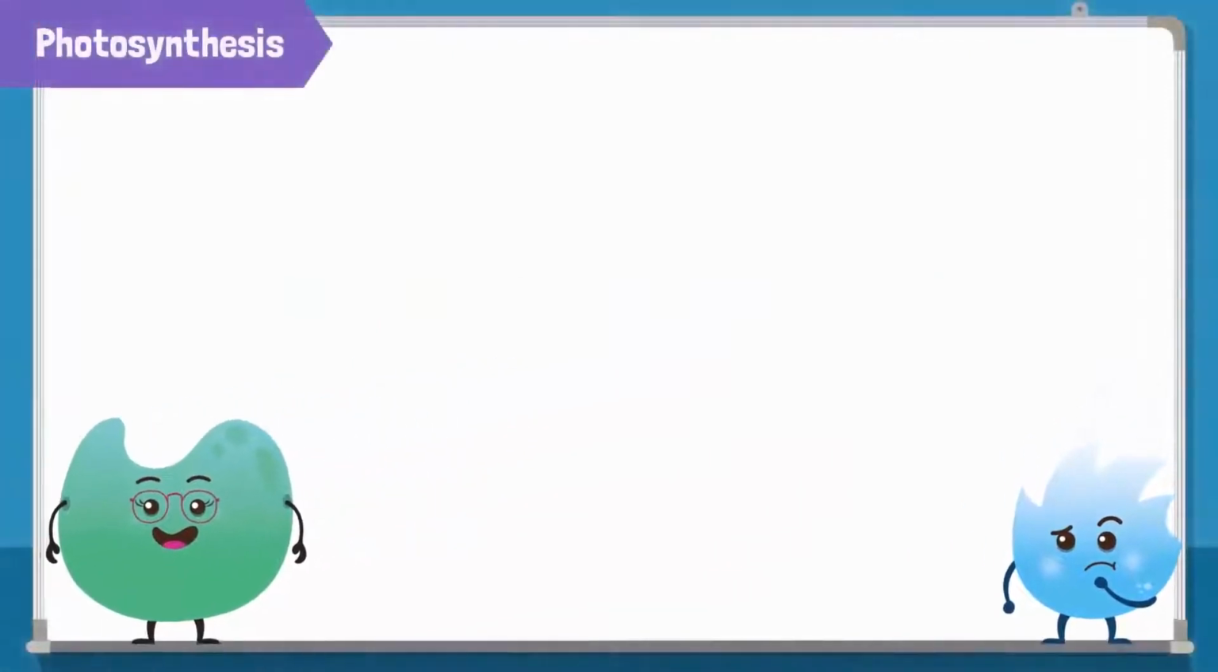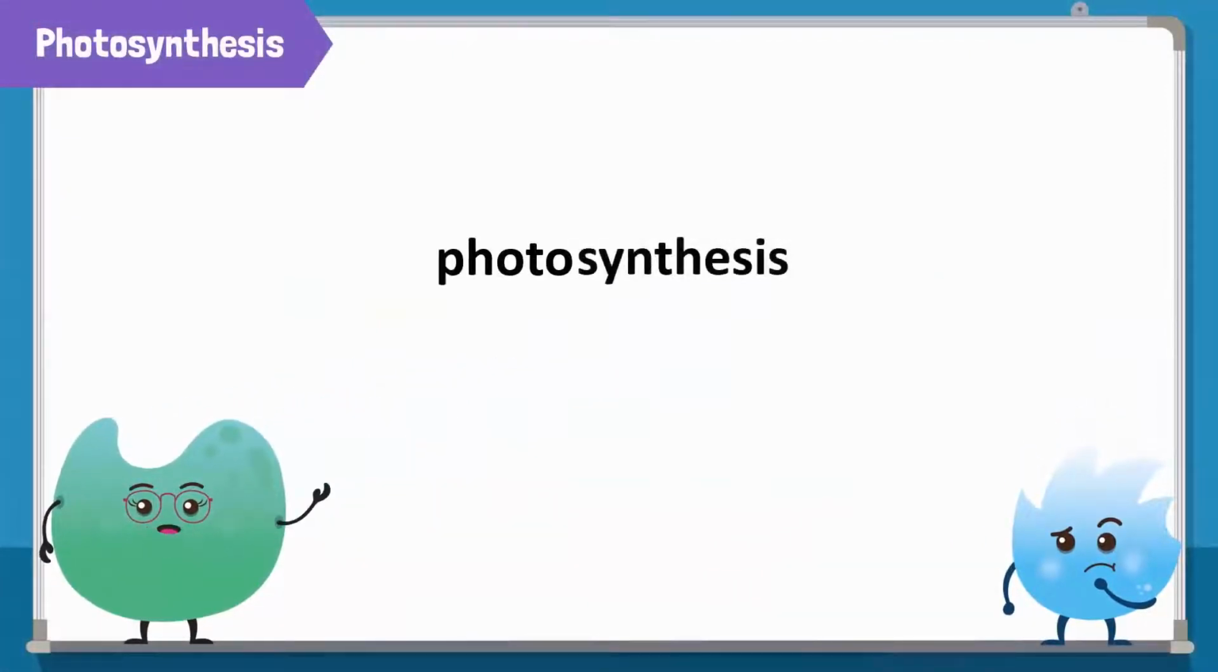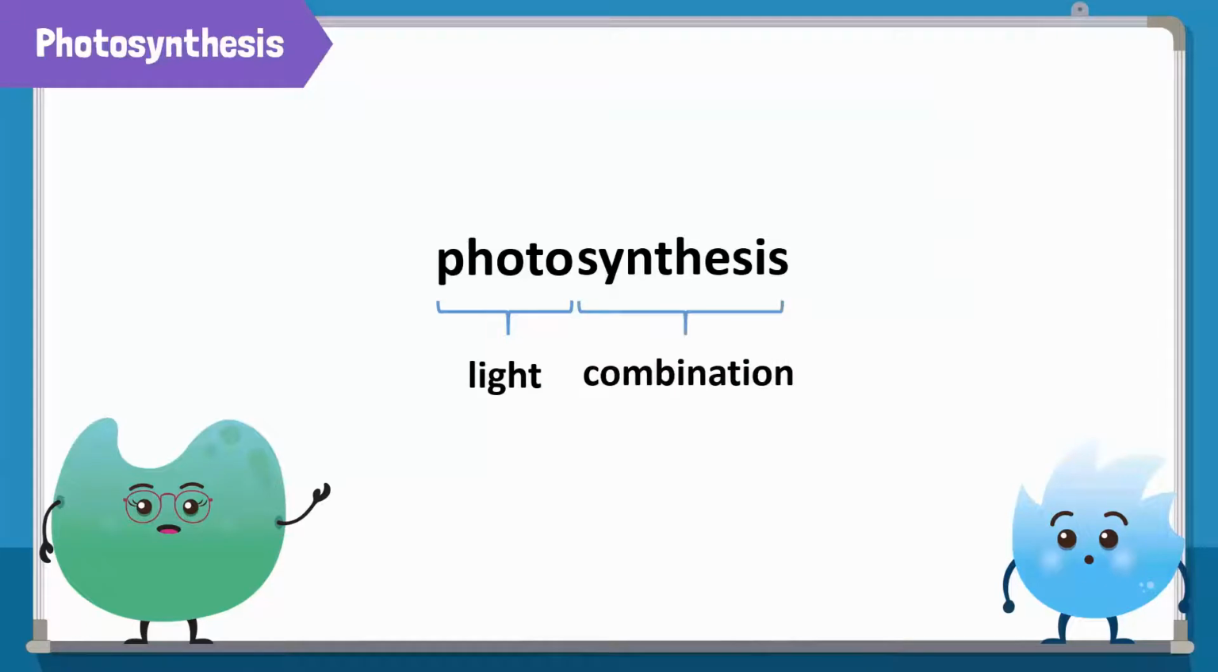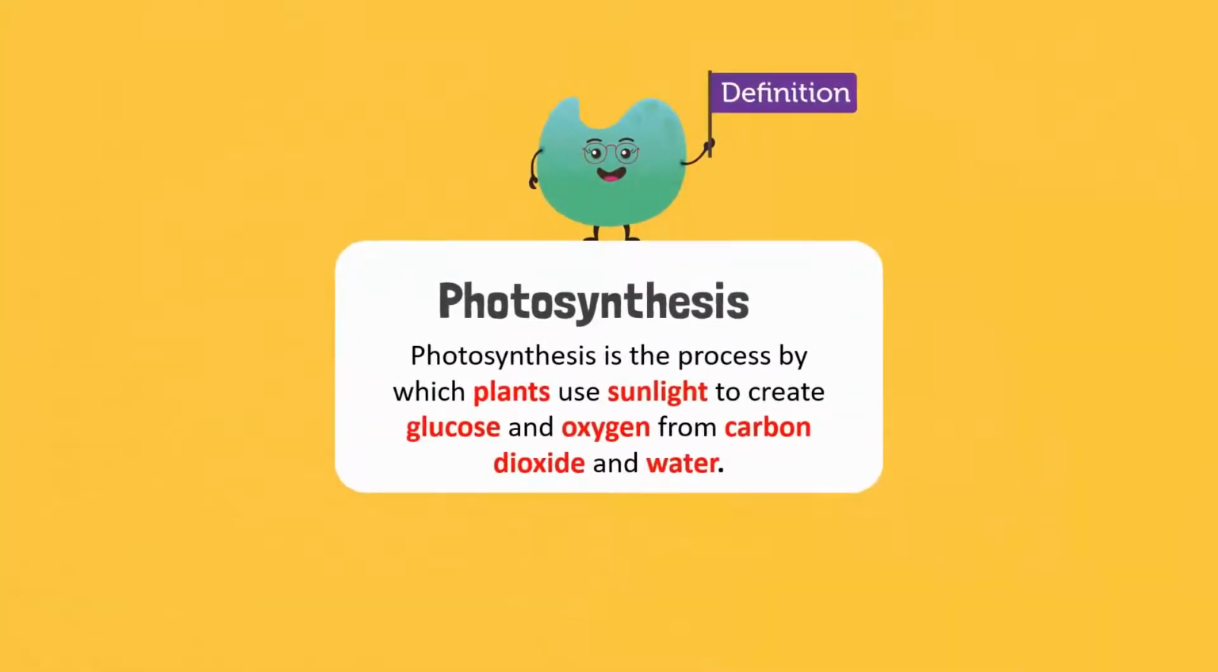Good guess. The actual name is photosynthesis. Photo is a Greek word that means light, and synthesis is another word for combination. Photosynthesis is the process by which plants use sunlight to create glucose and oxygen from carbon dioxide and water.